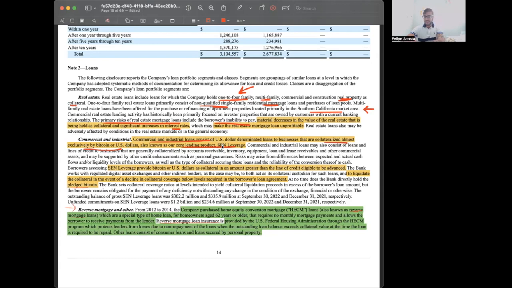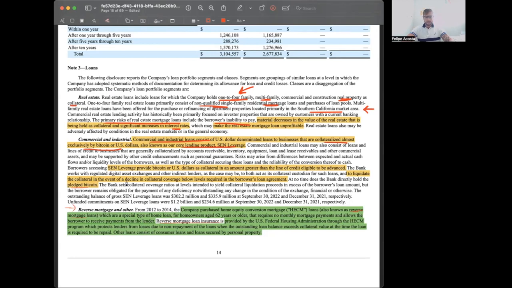Commercial and industrial loans consist of U.S. dollar denominated loans to the businesses that are collateralized. That is a hard word to pronounce. Almost exclusively by Bitcoin or U.S. dollar, also known as our core lending product, Send Leverage. So that's how they use to exchange these vehicles, the Send Leverage system. Send Leverage provides Bitcoin or US dollars as collateral in an amount greater than the line of credit eligible to be advanced.